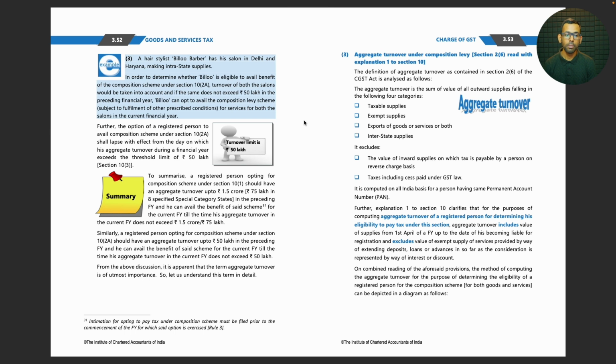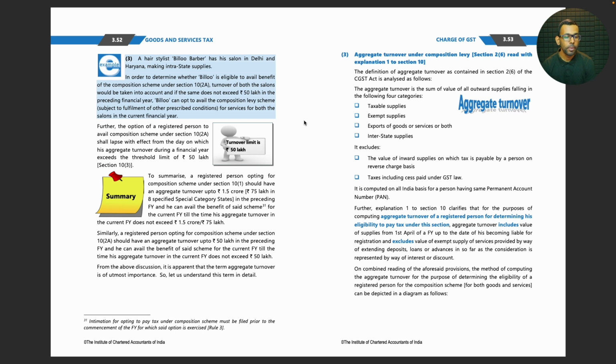A hairstylist, Billu Barber, has his salon in Delhi and Haryana, making interstate supplies. In order to determine whether Billu is eligible to avail the benefit of the composition scheme under section 10 subsection 2a, the turnover of both the salons would be taken into account, and if the same does not exceed 50 lakhs in the preceding financial year, Billu can opt to avail the composition levy scheme for both the salons in the current financial year.